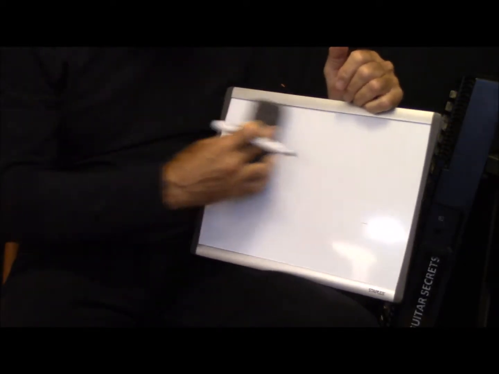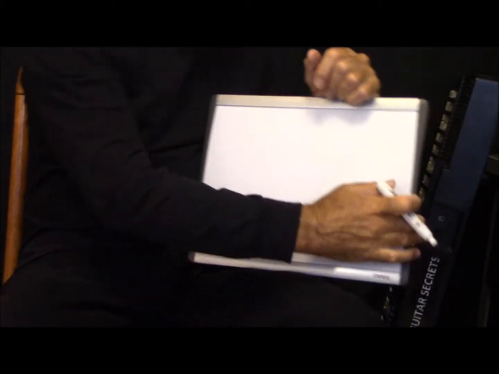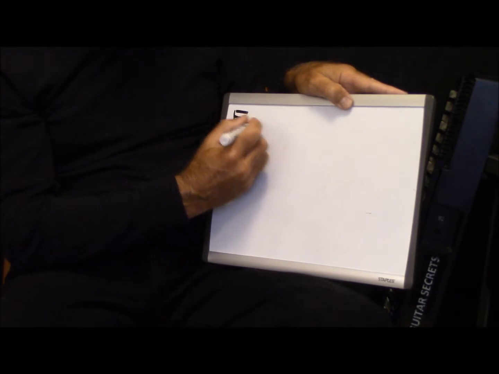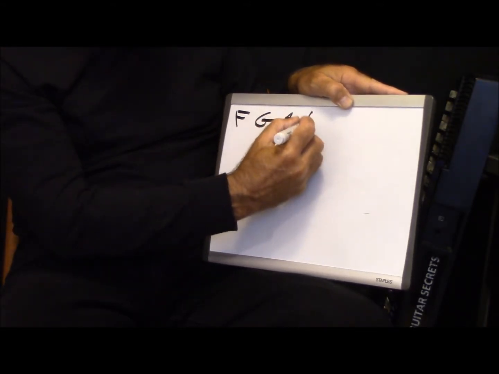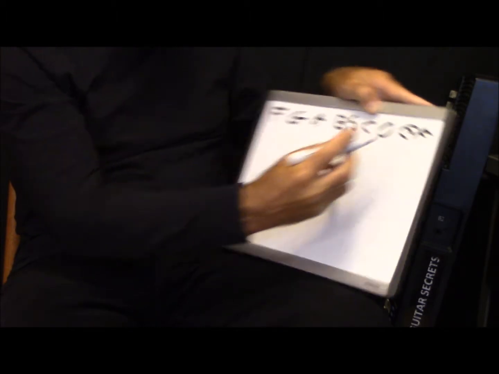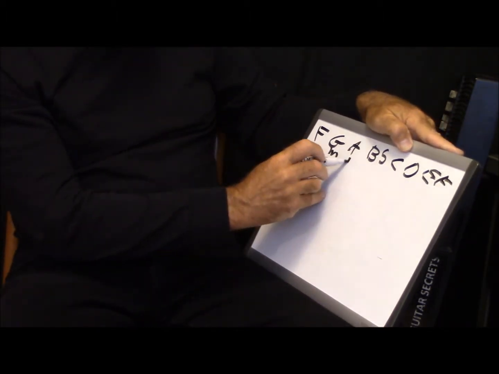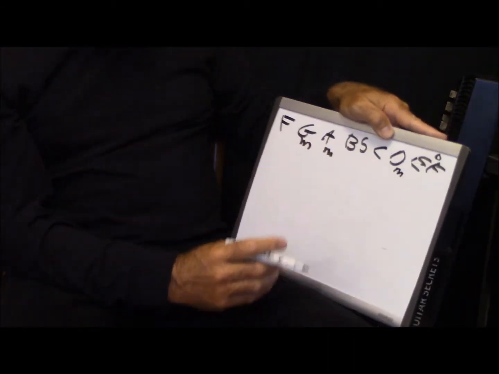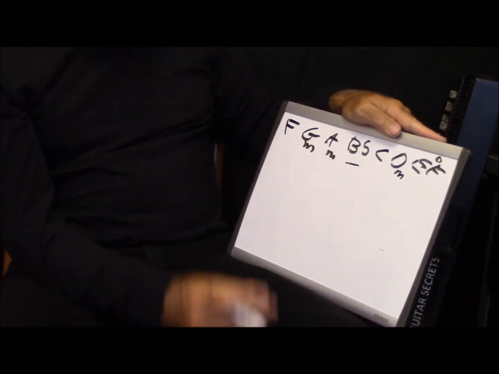So all you have to do is, let's just go for example, let's write out the key of F major. We have F, G, A, B flat, C, D, E, and F. Now once again we have minor, minor, major, major, minor, and diminished. Now there's only one flat in the key of F.